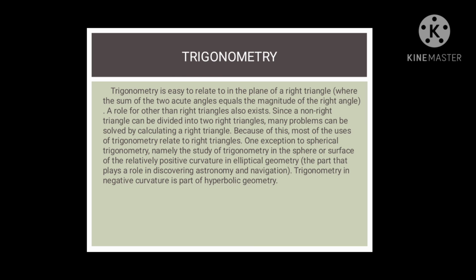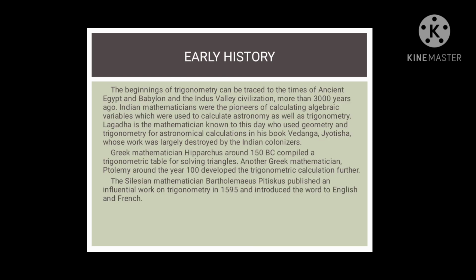One exception is spherical trigonometry, namely the study of trigonometry on a sphere or a surface of relatively positive curvature in elliptical geometry, the part that plays a role in discovering astronomy and navigation. Trigonometry in negative curvature is part of hyperbolic geometry.